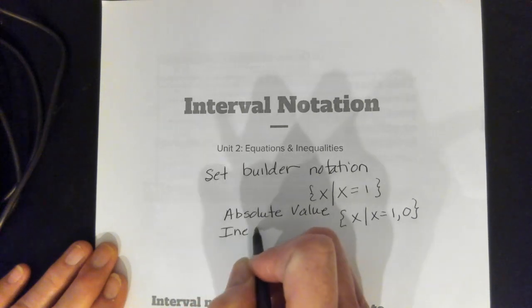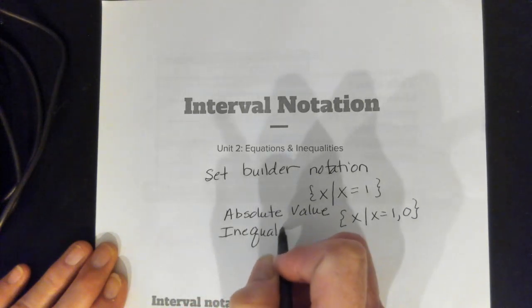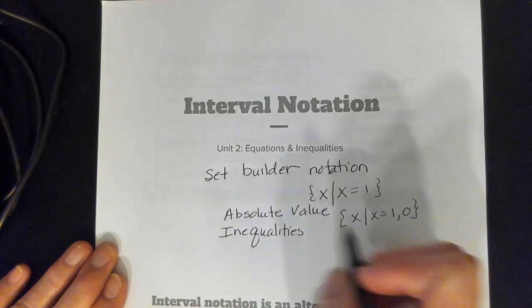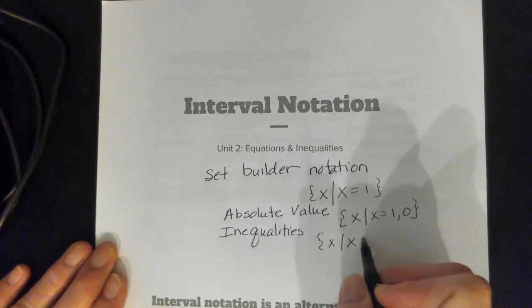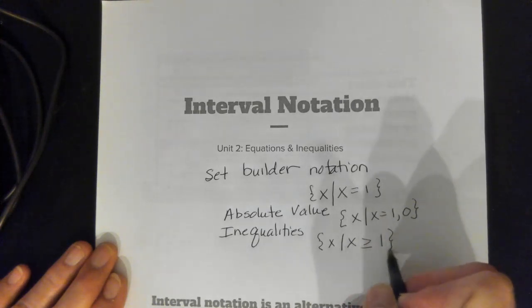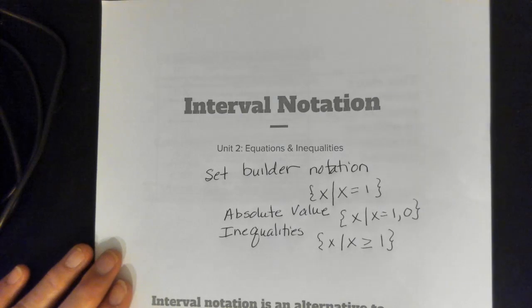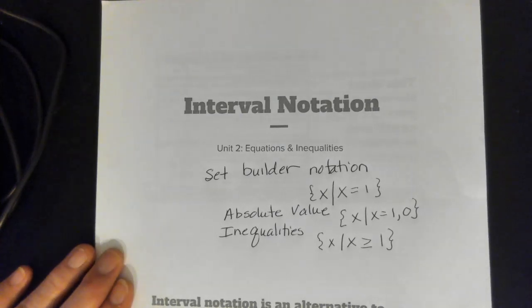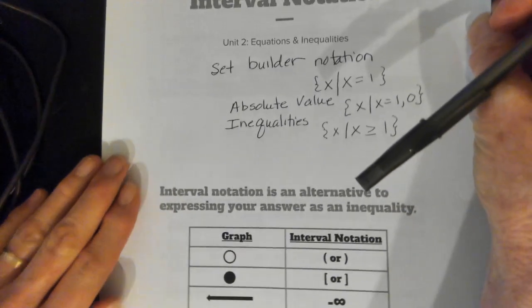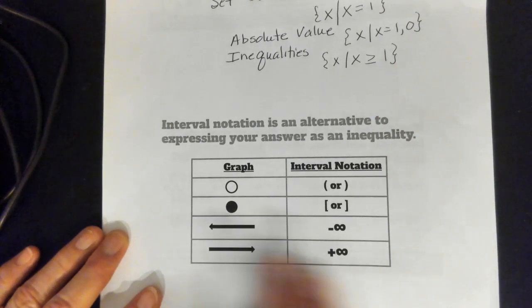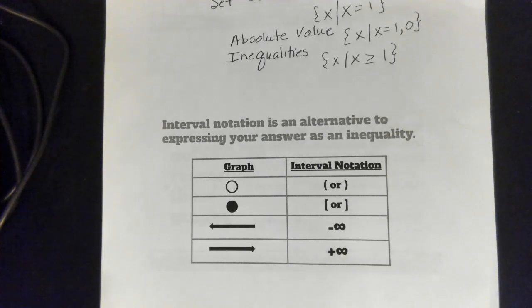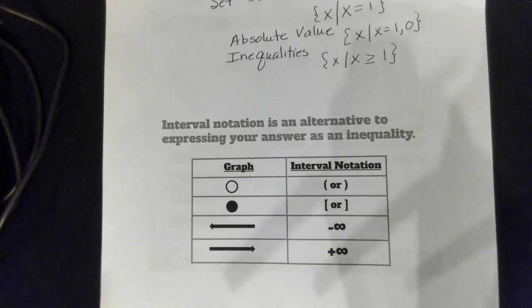Now when we have inequalities, there are two ways you can write your answer. You can write it in set builder, which is the same thing: x such that x, and then you put the inequality symbol there. Or we're going to learn something called interval notation. With interval notation, you don't have to write an inequality. And you'll find a lot of upper level math classes use it all the time.